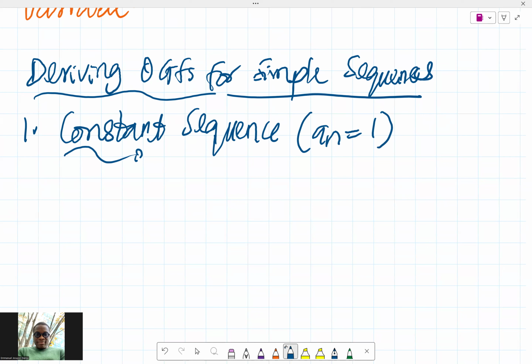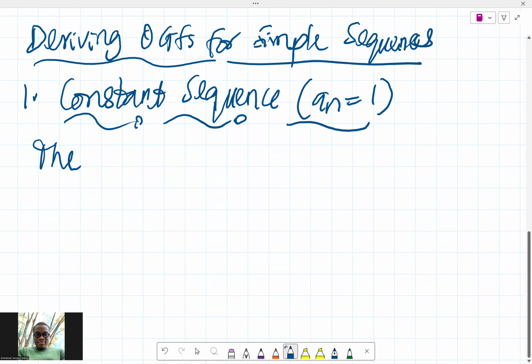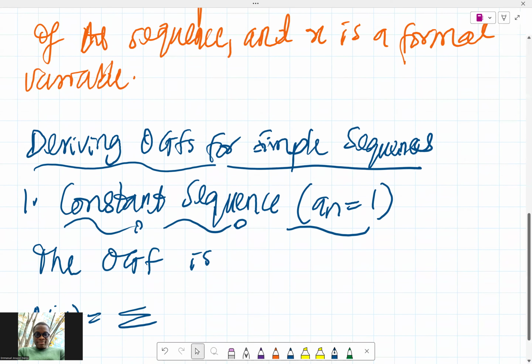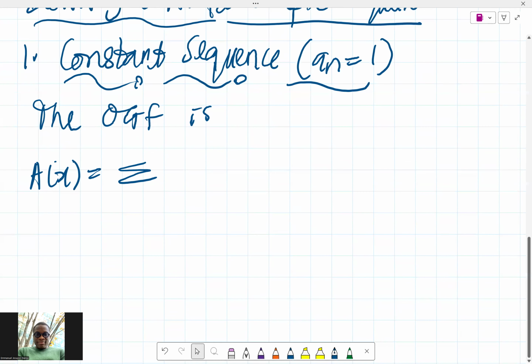So here, the OGF is A(x) equals summation. You know, the general formula is a_n x raised to power n, right? So that will be A(x) equals summation from n equals 0 to infinity, and instead of a_n, now we have 1 all the way, then x raised to power n.